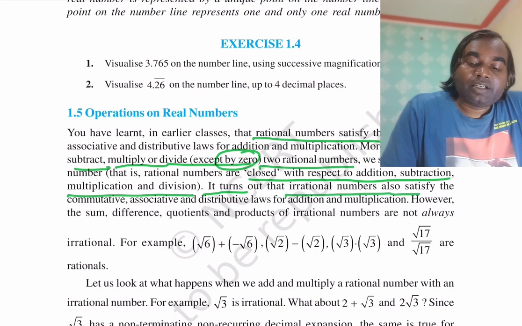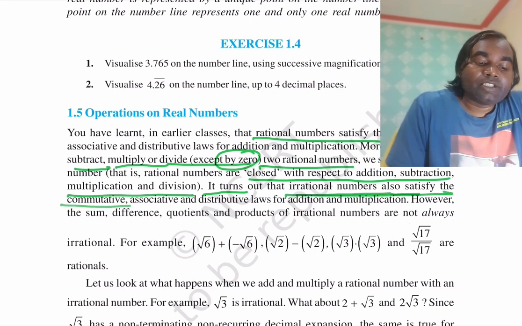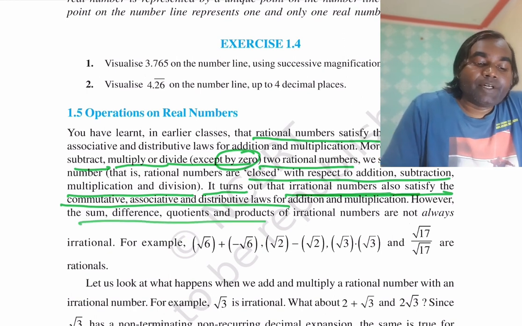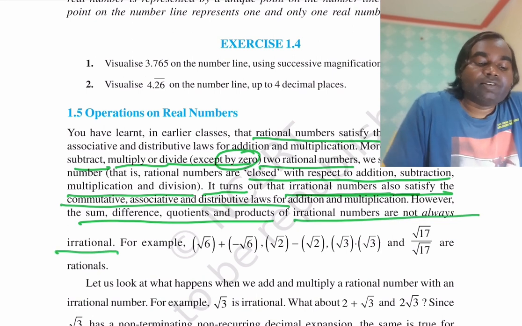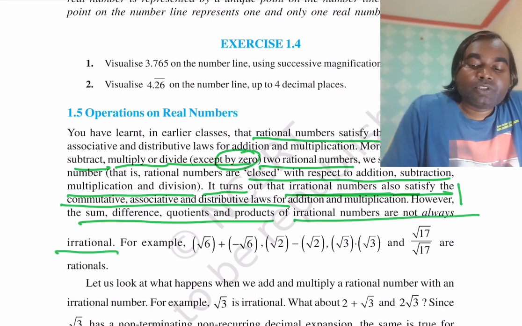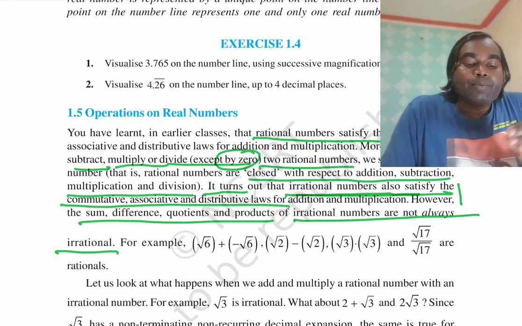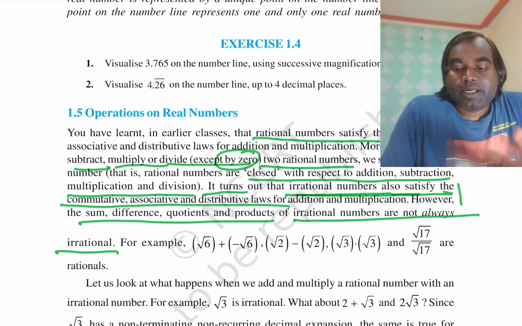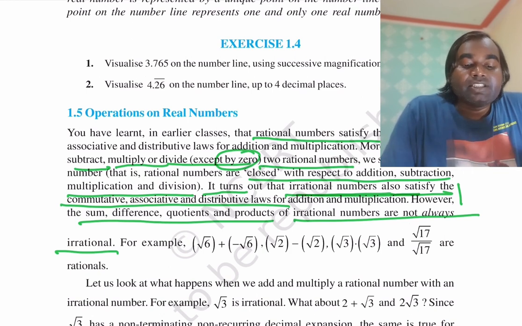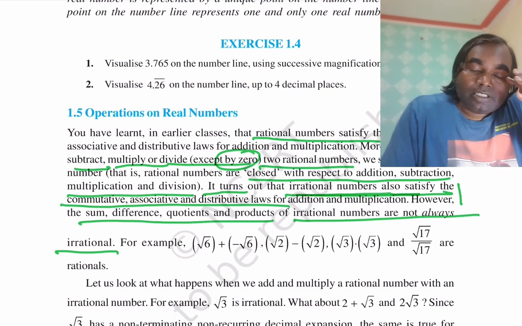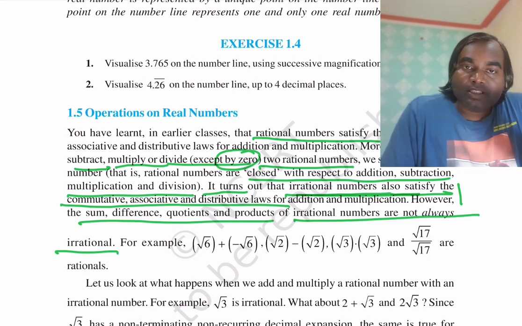Irrational numbers also satisfy the commutative, associative and distributive laws for addition and multiplication, but the sum, difference, quotients and products of irrational numbers are not always irrational. So the commutative, associative and distributive properties are followed in case of irrational numbers, but the direct sum, difference, and division are not always the same kind of number. It may be, it may not be.